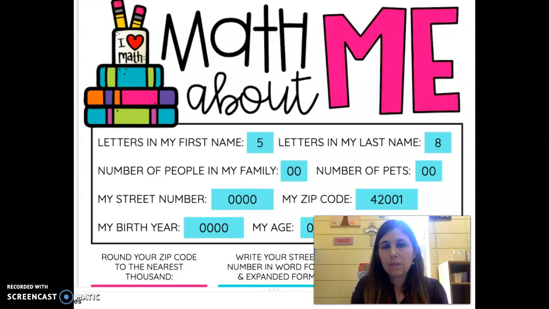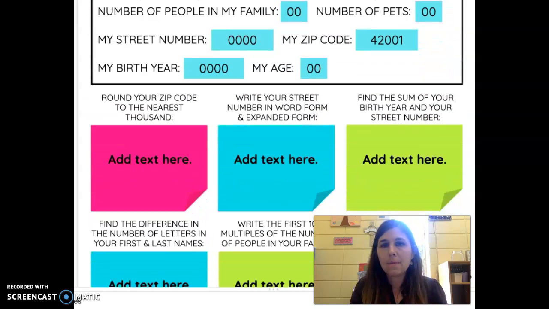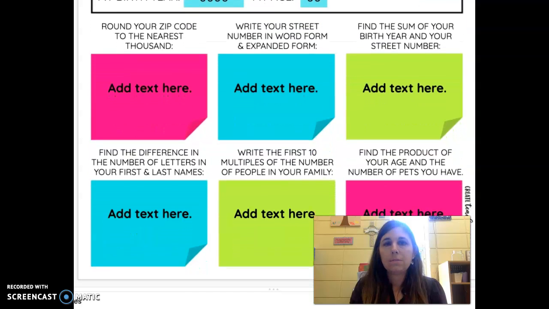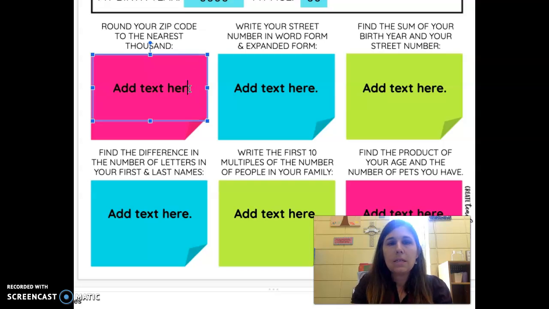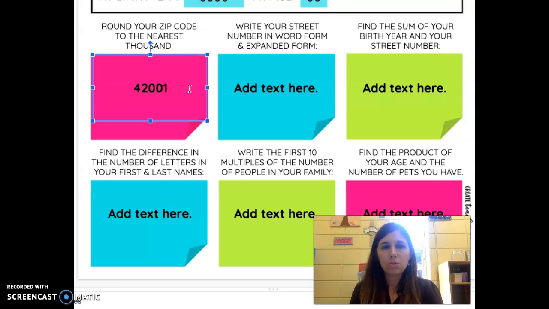I'm going to scroll down a little bit so that we can see the bottom of the page here. Okay, I'm going to click right here inside this post-it to change my answer. It says round your zip code to the nearest 1,000. Well, we just said our zip code was 42001. And then I need to find the thousands place. So let's see, we've got ones, tens, hundreds. There's my thousands place. The 2 is in my thousands place. Well, there's a 0 next to it, so that 2 is going to stay the same.